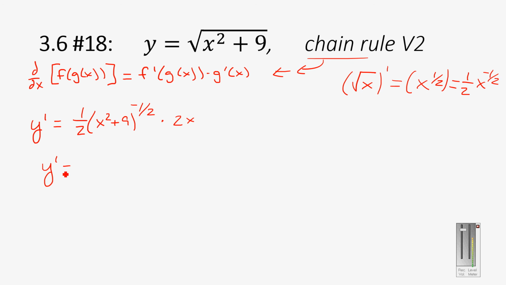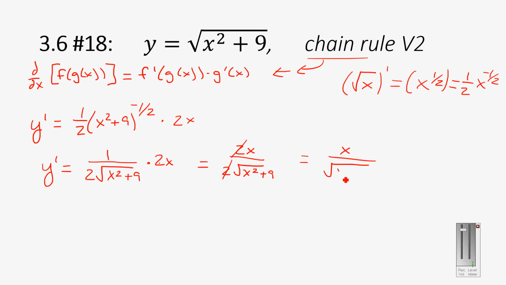So y prime equals 1 over 2 square root of x squared plus 9, times 2x, which actually does a little bit more for us here. It's actually going to be 2x over 2 root x squared plus 9, which also is nice because it gets rid of the 2's. So my final answer for that derivative winds up being x over the square root of x squared plus 9. That is my derivative using the chain rule.